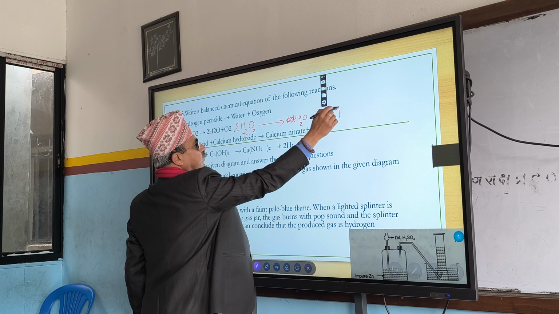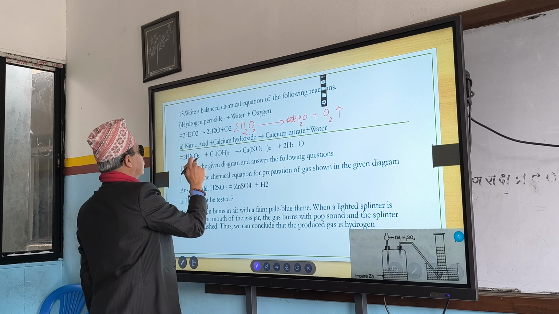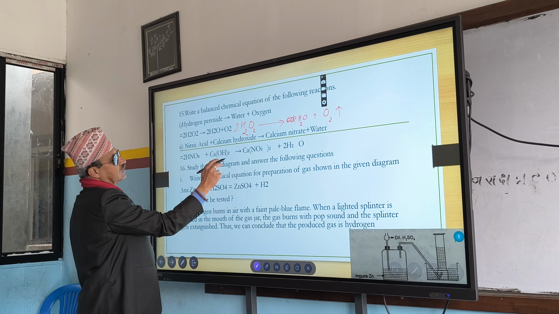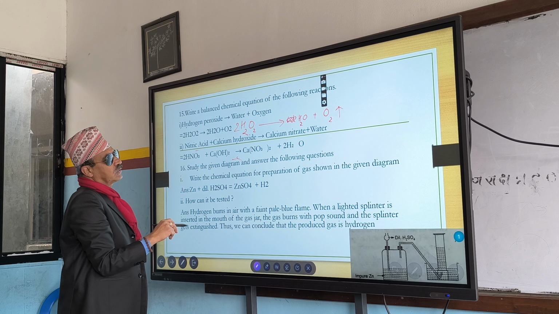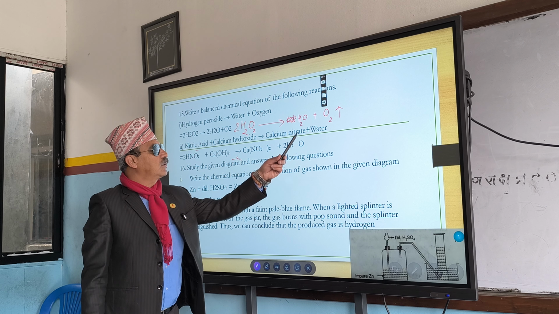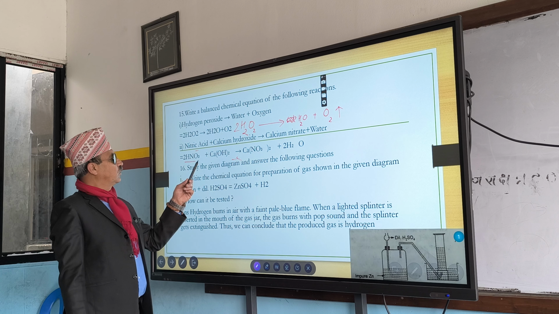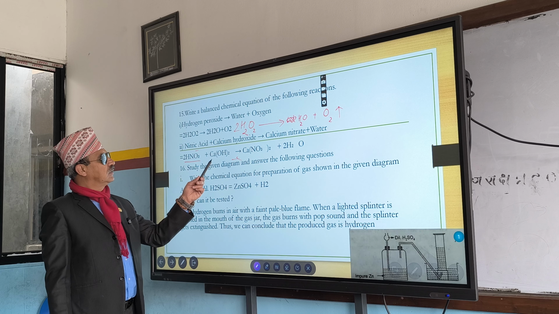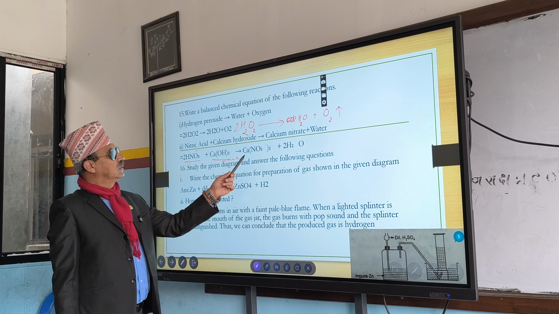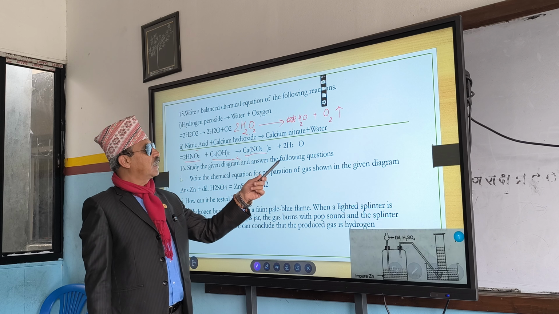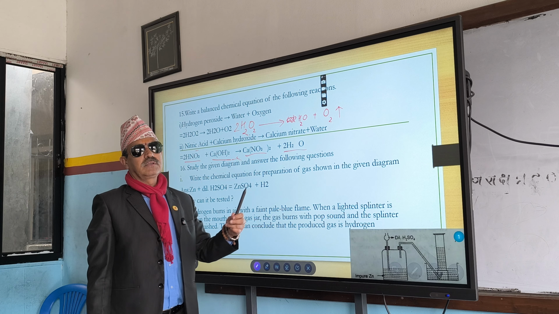We write here arrow. Nitric acid HNO3. Okay, this 2, this is right. Nitric acid plus calcium hydroxide gives calcium nitrate plus water. HNO3 is nitric acid. Ca(OH)2 is calcium hydroxide. Ca(NO3)2 is calcium nitrate, and water H2O.